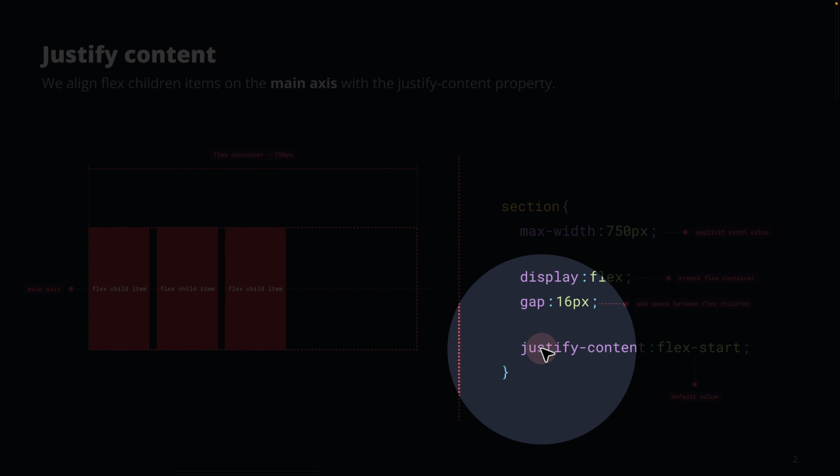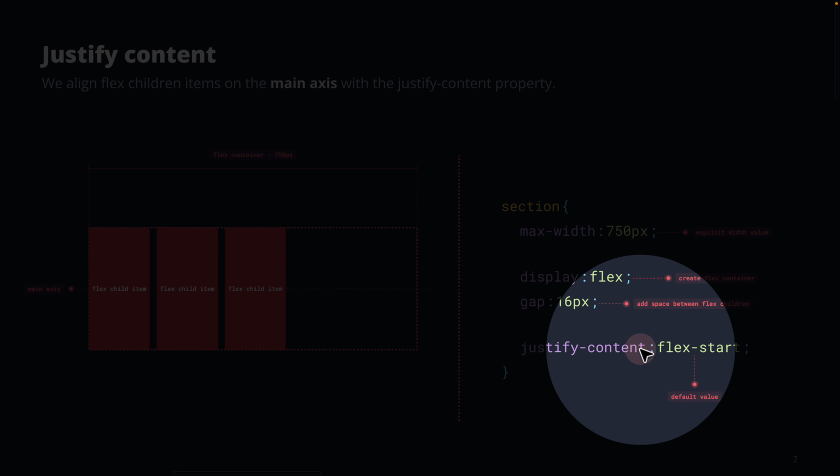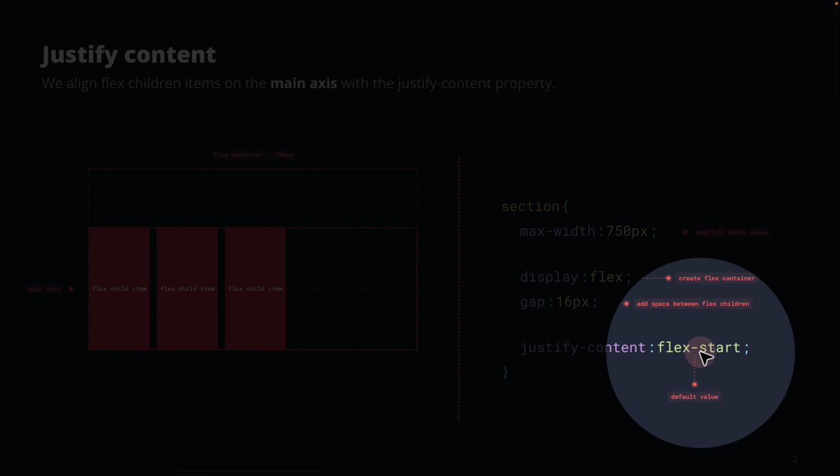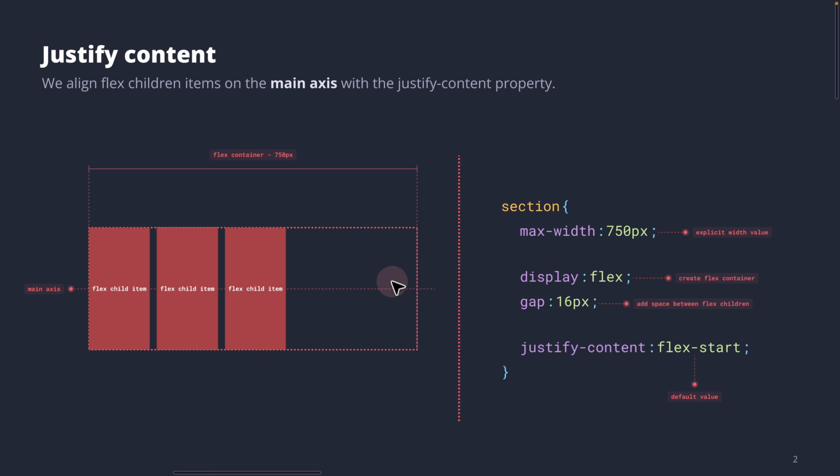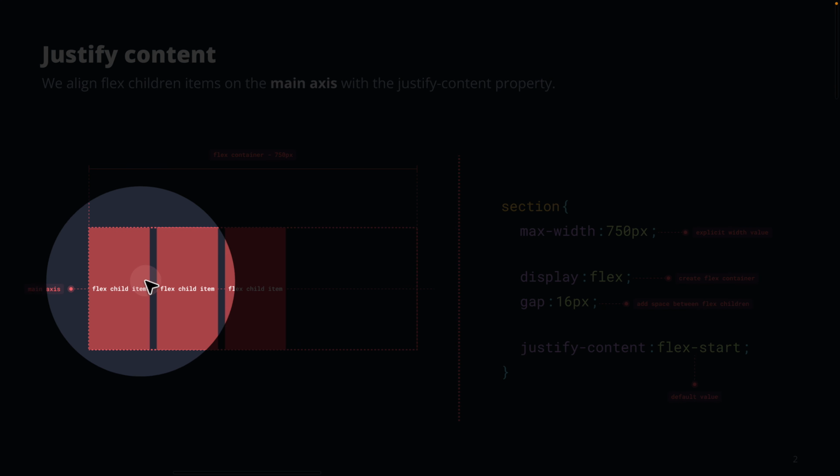And as you can see, the default behavior is set to align left. In this example, we have justify-content, which is set to the default value of flex-start. That basically means as soon as you have a display of flex, all your flex children items are aligned to the left.